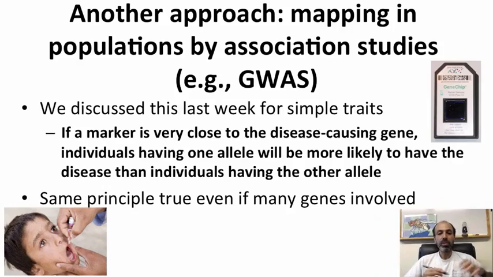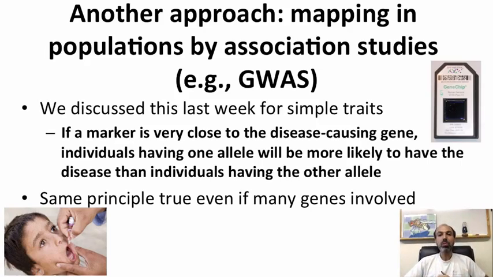So the other approach that people use is mapping in populations by association study. A common variant of this is referred to as the genome-wide association study. This has become extremely popular lately with the ability to examine markers across the whole genome simultaneously, and of course with having a human genome sequence. Now, we discussed this in general in the context of simple traits, and the same principle applies as before. If a marker is close to the disease-causing gene, then individuals having one allele will be more likely to have the disease than individuals having the other allele. So there is an association between genotype at the markers and likelihood of disease, or whatever the phenotype is.